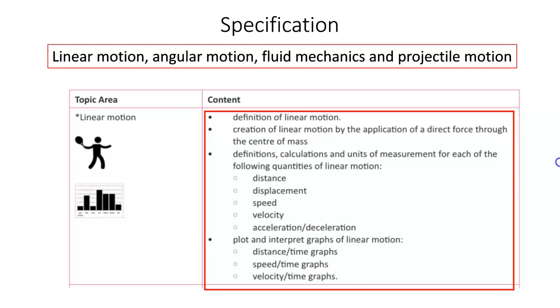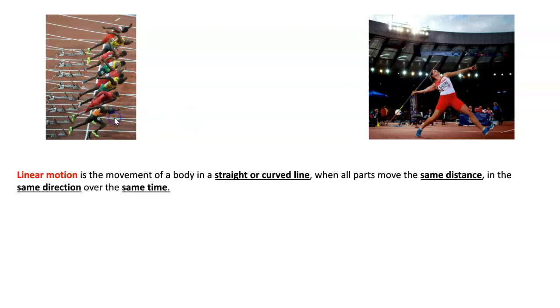So first of all, what is linear motion? Linear motion is movement of a body in a straight or curved line when all parts move the same distance in the same direction over the same time. For example, a 100-meter sprinter, or the javelin when the javelin has been thrown by the athlete in question.